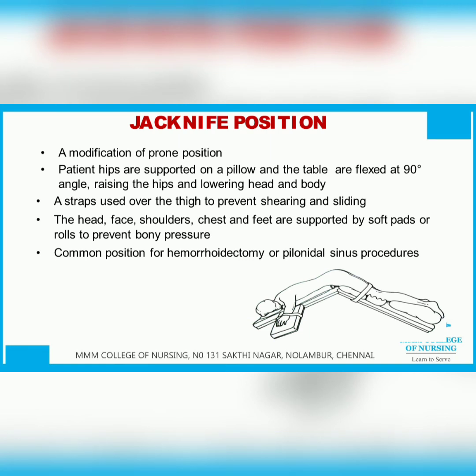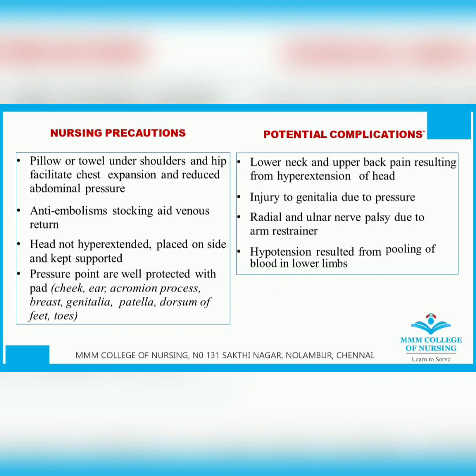Jackknife position. It is a modification of prone position. The patient's hips are supported on a pillow and the table is flexed at a 90 degree angle, raising the hips and lowering the head and body. A strap is used over the thigh to prevent shearing and sliding. The head, face, shoulders, chest and feet are supported by soft pads and rolls to prevent bony pressure. Common position for hemorrhoidectomy and pilonidal sinus procedures.